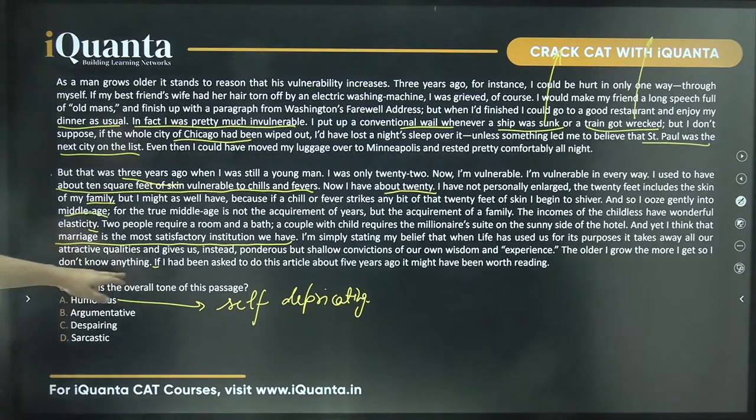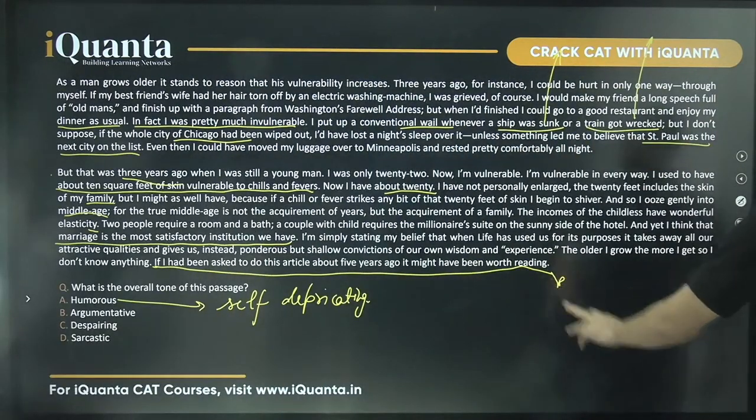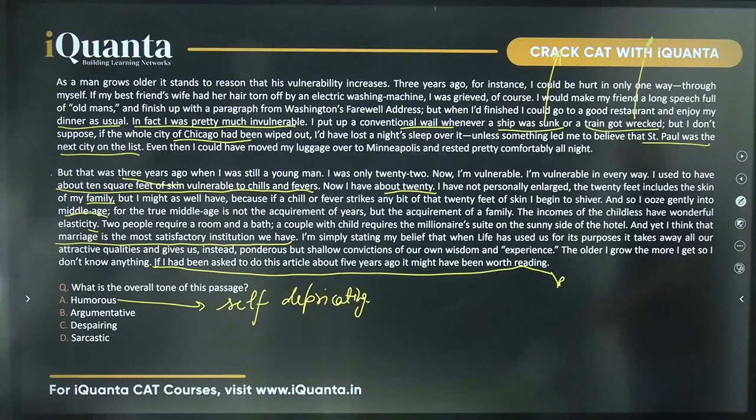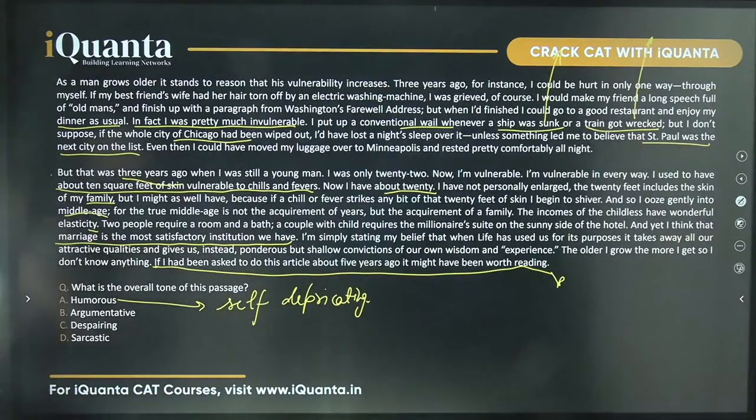So he's trying to be humorous, and he is being humorous here again. After writing all these things, he says that if I had written all these things 5 years ago, it might have been worth reading, but now it's not even worth reading. So he's simply trying to explain how people are entangled in responsibilities in their midlife. So he is actually discussing or trying to discuss the midlife crisis.